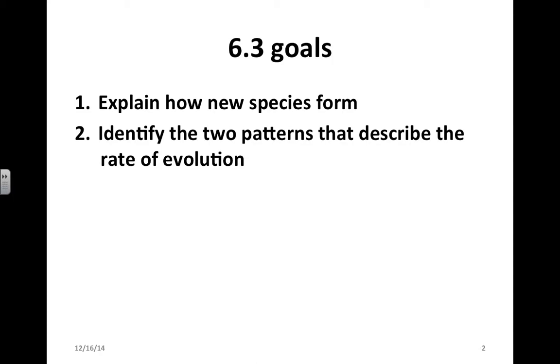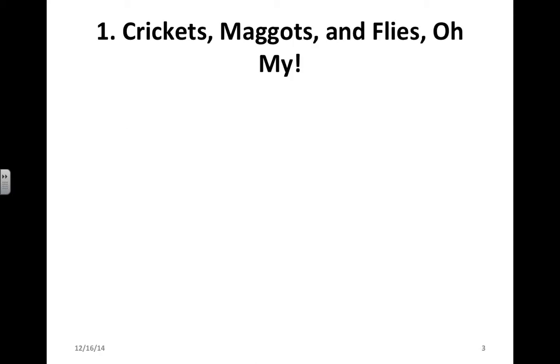We have a couple of goals for Chapter 6, Section 3. Make sure you get those in your journal, and your teacher will tell you on what page in your journal you should be writing this. But our first goal is to explain how a new species forms, and secondly, to identify the two patterns that scientists have described to talk about the rate of evolution. And rate, of course, means how fast it occurs.